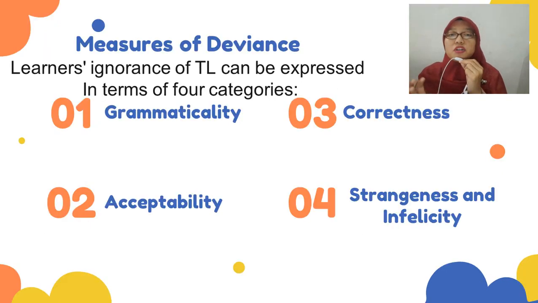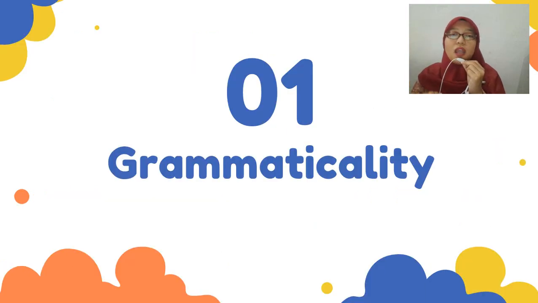Okay, well, measures of deficiency means a learner's ignorance of the target language can be expressed in terms of four categories. The first one is grammaticality, the second is acceptability, the third one is correctness, and the fourth one, strangeness and infelicity. Okay, the first one is grammaticality.